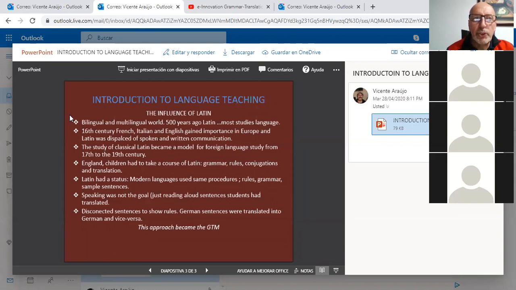perhaps the most studied language is English, or perhaps Mandarin. But 500 years ago, when Christopher Columbus came to America, Latin was the most studied language. Most studied language. It was not English. Of course not. 500 years ago, it was Latin. The most important language all over the world.